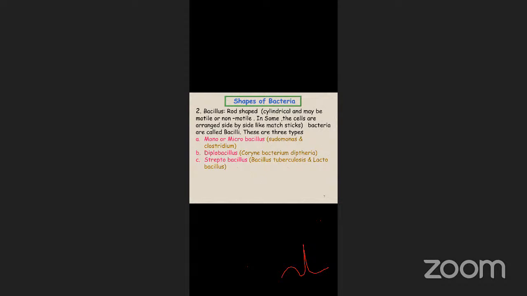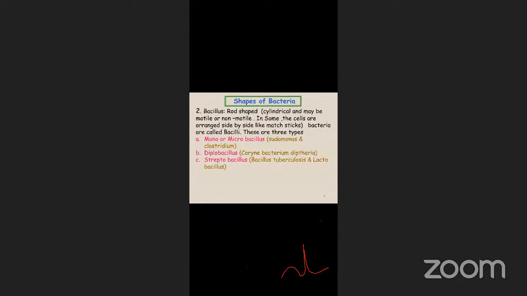Next one is streptobacillus. Streptobacillus means a chain of rod-shaped bacteria. Examples of streptobacillus: Bacillus tuberculosis, TB. You know TB? Tuberculosis. Bacillus tuberculosis is the TB bacterium, and lactobacillus. What is the use of lactobacillus? It turns milk to curd, sir. Milk to curd. Yes, exactly. Very good. Lactobacillus participates in converting milk to curd. These are the streptobacillus type bacteria.